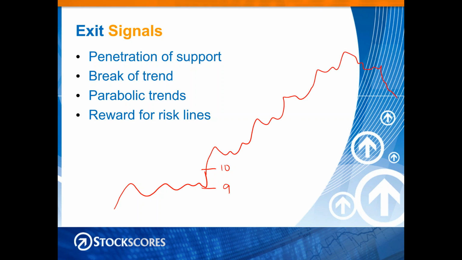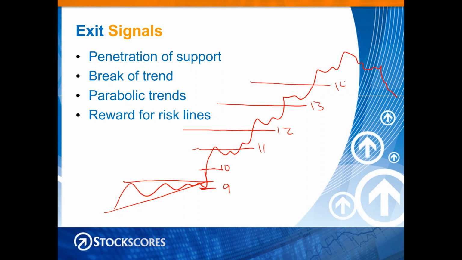Okay, so let's imagine that's our stock chart. We had an ascending triangle right here. We had a breakout to $10 with support at $9. Let's now draw the risk-reward lines. That would be at 11. This would be 12, 13, 14, 15, and 16.